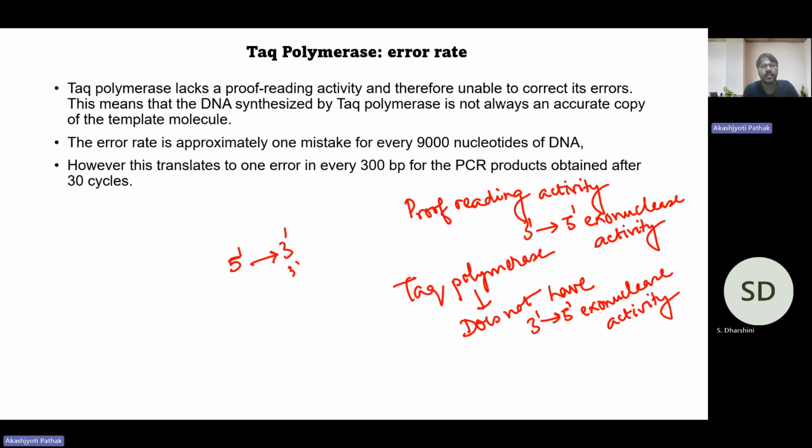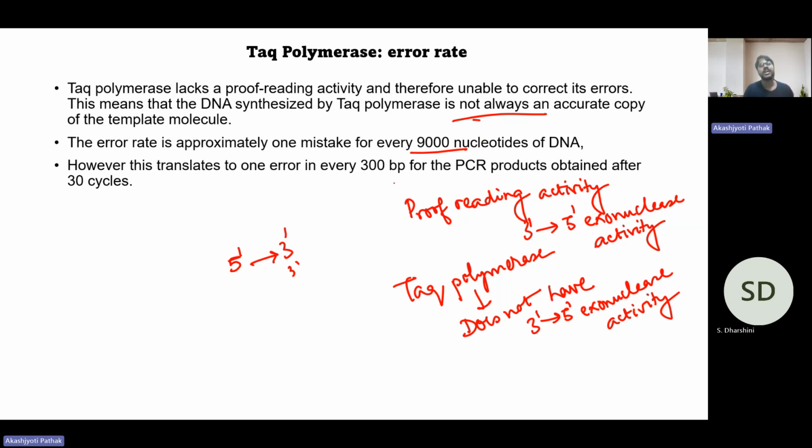Okay, so Taq polymerase lacks proofreading activity and therefore it is unable to correct its errors. This means that the DNA synthesized by Taq polymerase is not always an accurate copy of the template molecule, and the error rate is approximately one mistake for every 9,000 nucleotides. So for every 9,000 nucleotides it synthesizes, there will usually be one error.